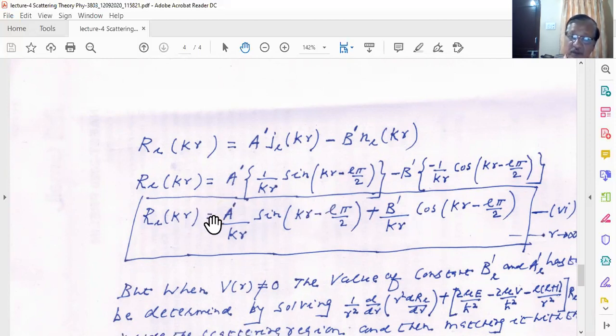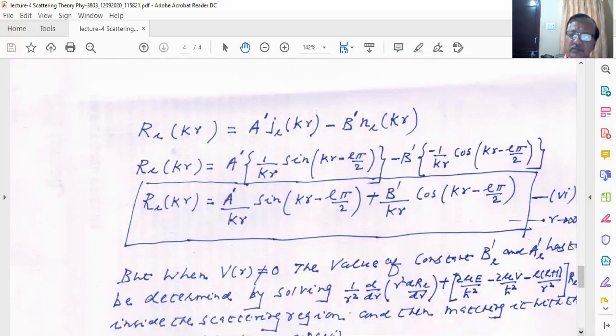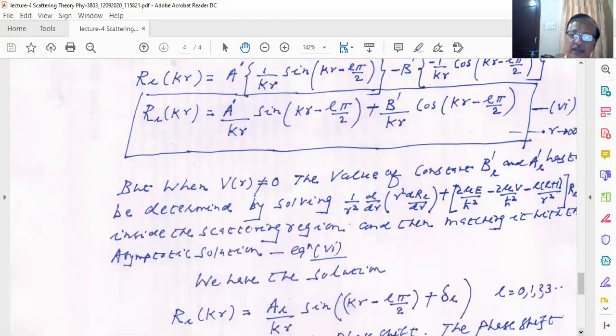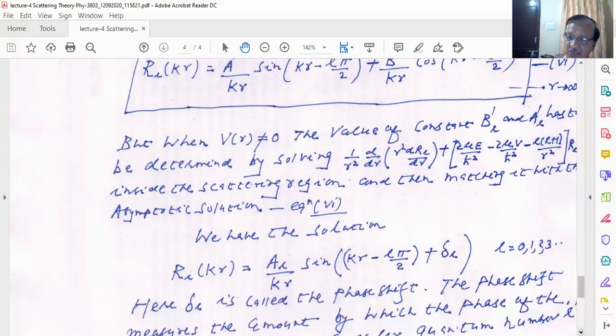So the solution is of this type, A upon kr. The solution is of the same type, so instead of writing A dash, here I write A L, some constant, over kr, times sine of kr minus L pi by 2 plus delta L. So this radial part of the Schrodinger equation experiences a phase shift.